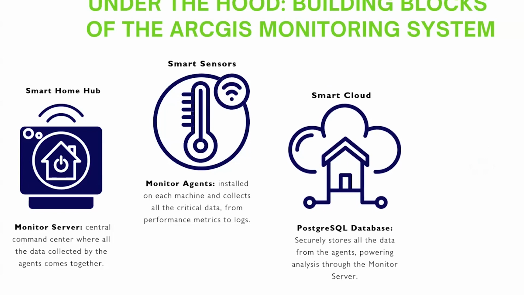So where does that all go? It gets stored in the Postgres database, which in our analogy is like cloud storage in your smart home. This is where your system performance data lives. The database acts like the secure repository, keeping all that collected information safe and accessible for reporting and analysis. You can think of it like a giant vault that holds everything you need to keep tabs on your GIS environment's health, performance, and history over time.